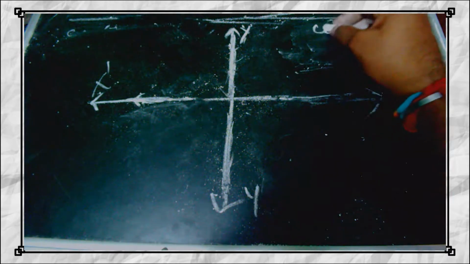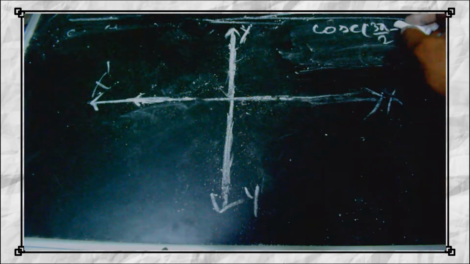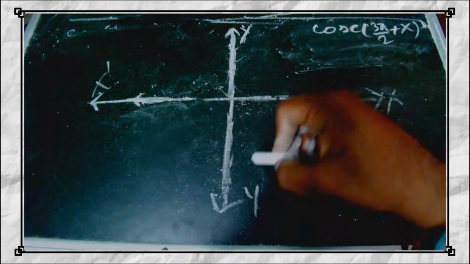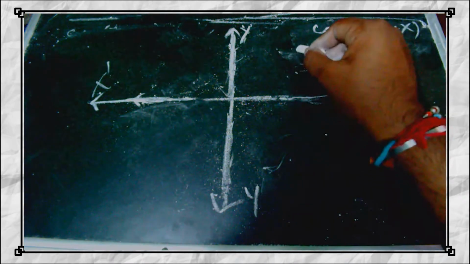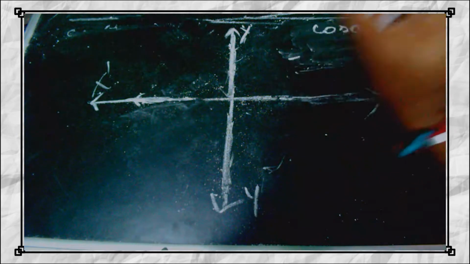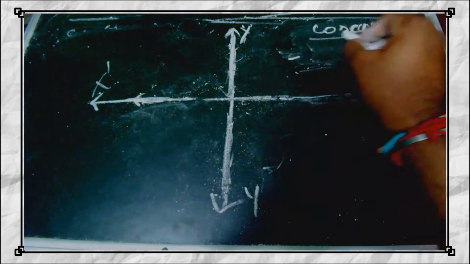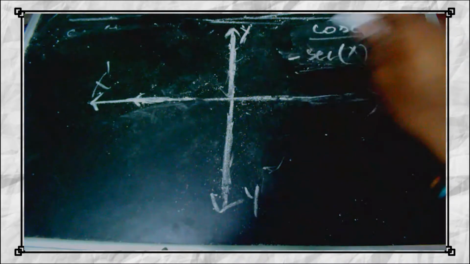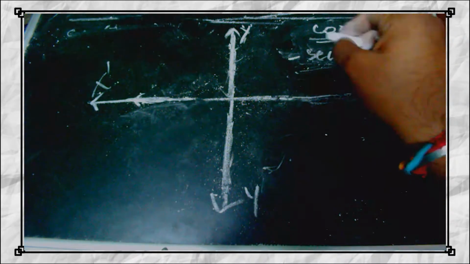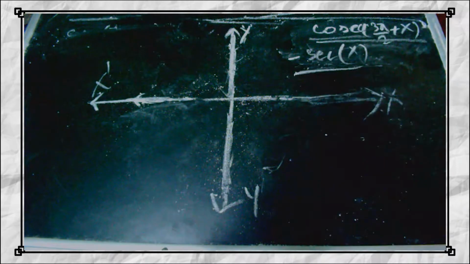Next is our cosec of 3 pi by 2 plus x. 3 pi by 2 is here and x is somewhere in the fourth quadrant. In the fourth quadrant cosec is negative, so the sign will be negative, minus, the ratio cosec will be changed to sec and the value of angle will be x. So the value of cosec of 3 pi by 2 plus x is minus sec x.